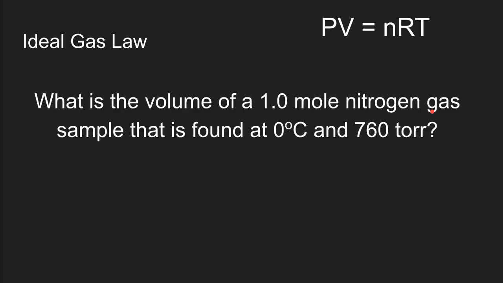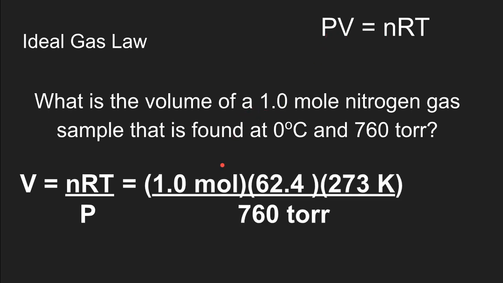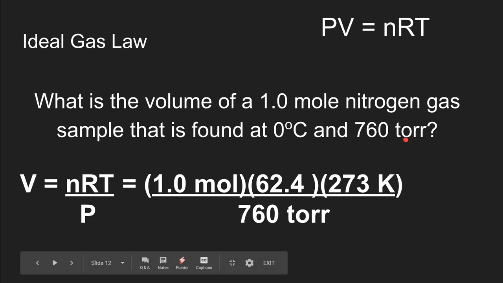If I look at a problem, such as this, it says what is the volume of 1 mole, so that's my n, here's my V, nitrogen gas sample that is found at a temperature, 0 degrees Celsius, and 760 torr. Okay, so I'm solving for volume, so I rearrange this, and it'll be V equals nRT over P. So I plug in my numbers, there's my mole, right? My R value I'll discuss in a second. Here's 273 because I need Kelvin, and then 760 torr. Because I'm in torr, I need to use this R value.